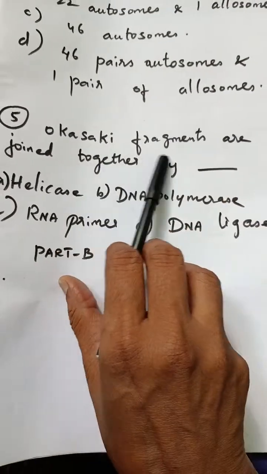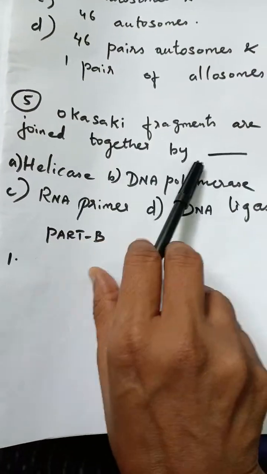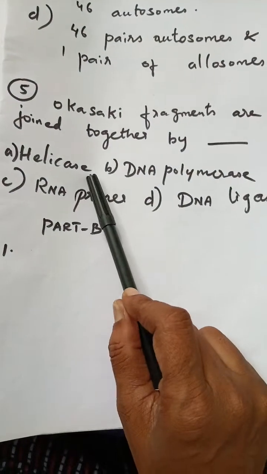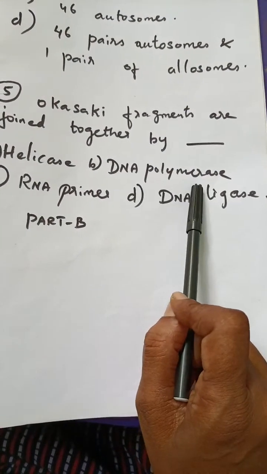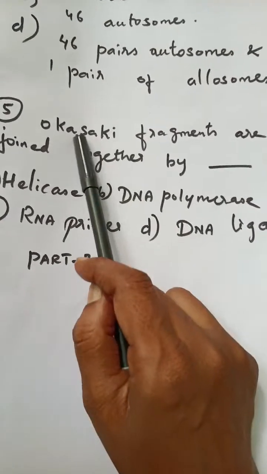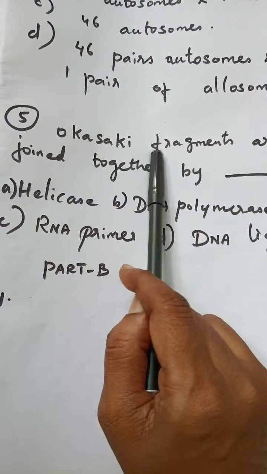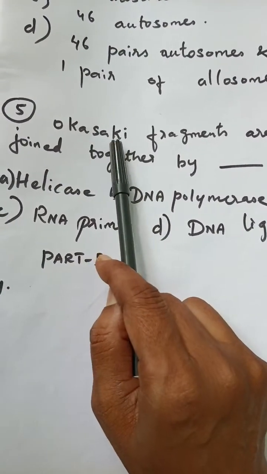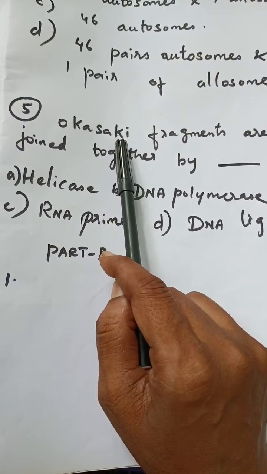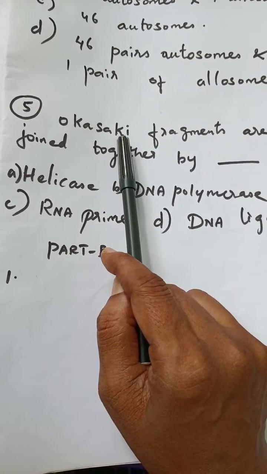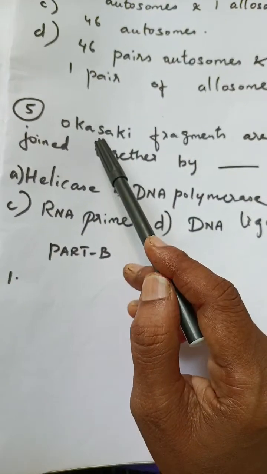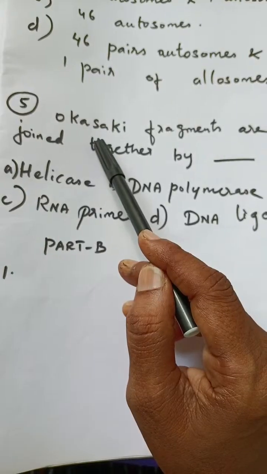So the Okazaki fragments are joined together by which enzyme? The helicase, the DNA polymerase, the RNA primer, or the DNA ligase. And we have discussed what the term Okazaki means. It was named after the scientists Reiji and Okazaki, who found these fragments during their study of E. coli DNA.